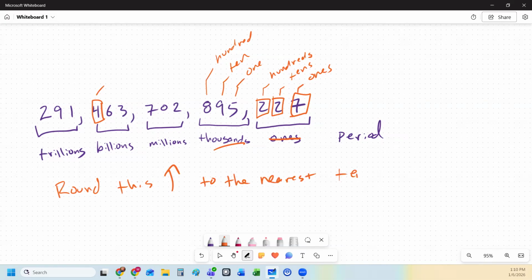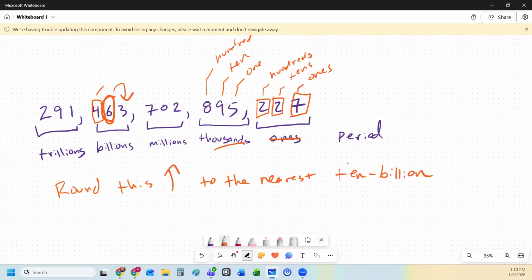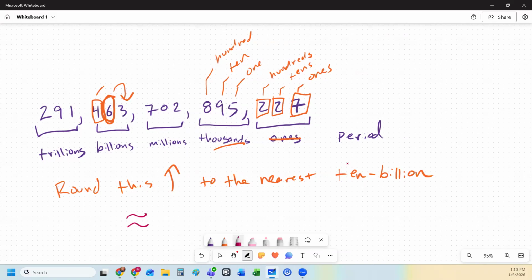10 billions, then again, I'm going to identify where that 10 billion is. That's a 6. And I'll always look at that next number. If that next number is a 5 or greater, I'm going to increase the number in the 10 billions place. But in this case, it's not, so I don't increase it. So I would say that this number is about, and again, I would use the squiggly equals, 291 trillion, 400. The tens billions place doesn't increase, so it just goes to a 6. And then I zero everything else after it. And that's how we round, right?